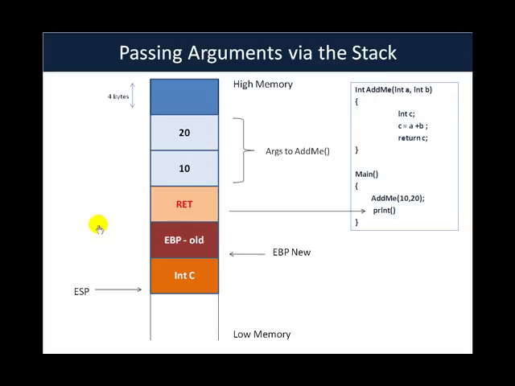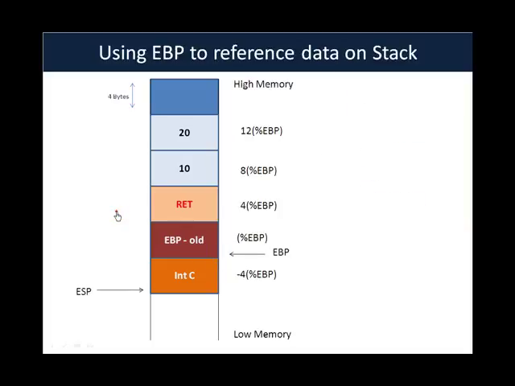So now let's look at how, once you're inside the function, it is possible to retrieve all these arguments to addMe using the EBP register. Very simply, notice that EBP currently points at the juncture where the old EBP was saved. If you remember the indirect addressing mode in registers, we can use the EBP register to reference any one of these arguments which were passed, the return value, etc., and even the local variables in the addMe function. So how do we do it?